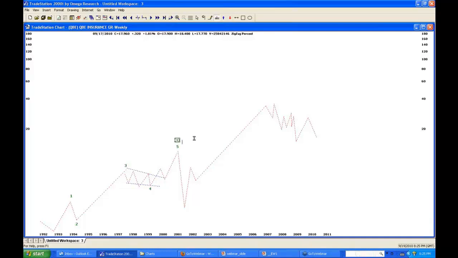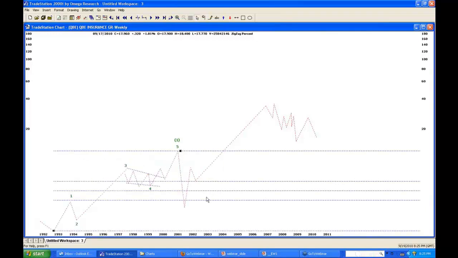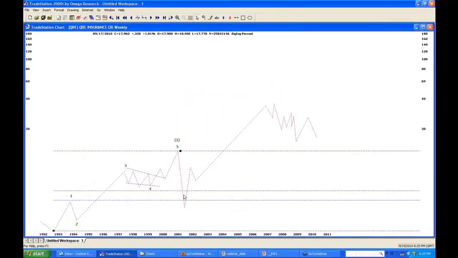So what are we going to label that? Well, that will be a new wave 1. And all of a sudden, we start all over again. That impulse goes up. Typical retracement is between 50% and 61.8%. Look at that. We come down. We go through the typical retracement. So we can label that a wave 2. And off we go again.